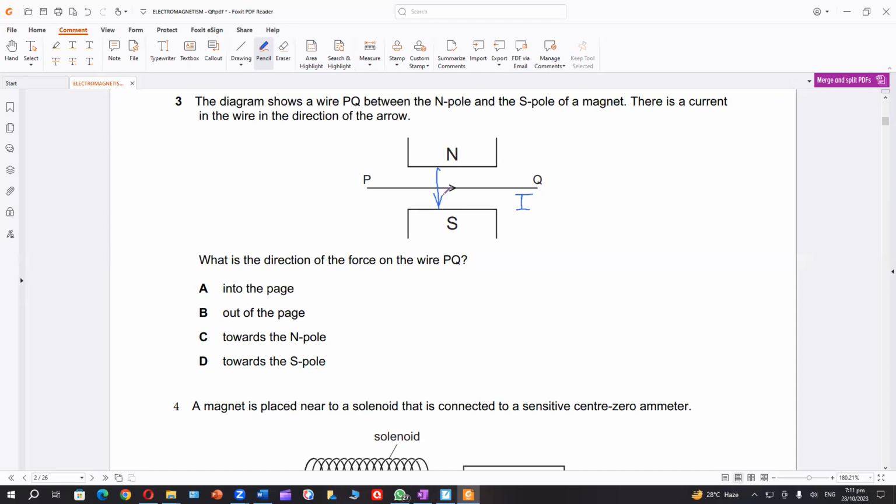When you apply Fleming's left-hand rule, the force never takes the direction of the field and never takes the direction of current. So two arrows are locked. Force either has to be out of the page or into the page. C and D are not possible. Force never takes the direction of current, and it never takes the direction of the magnetic field. So put your left hand rule.